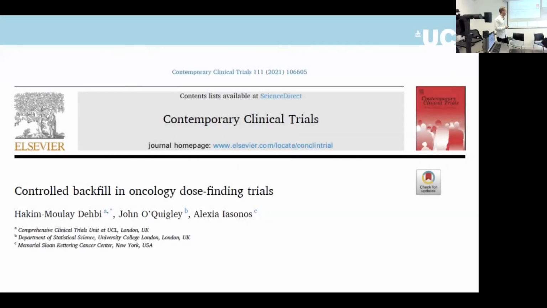The talk today is about this paper that was published recently. The title is Controlled Backfill in Oncology Dose-Finding Trials. So hopefully by the end of the talk, you will know about dose-finding trials, you will know about backfill and what we mean by controlled backfill in this case.